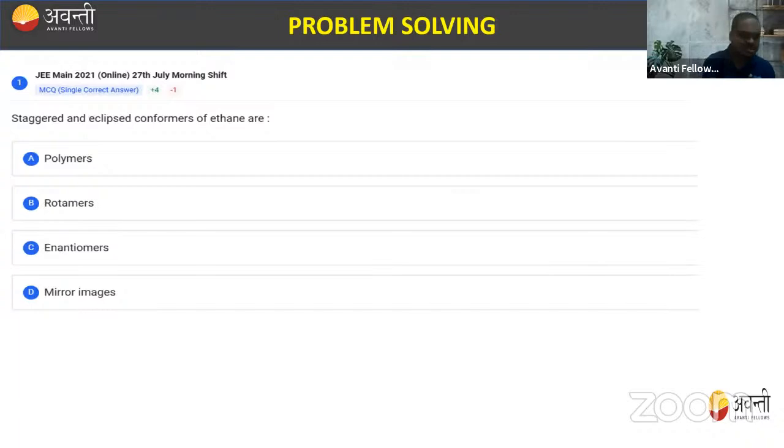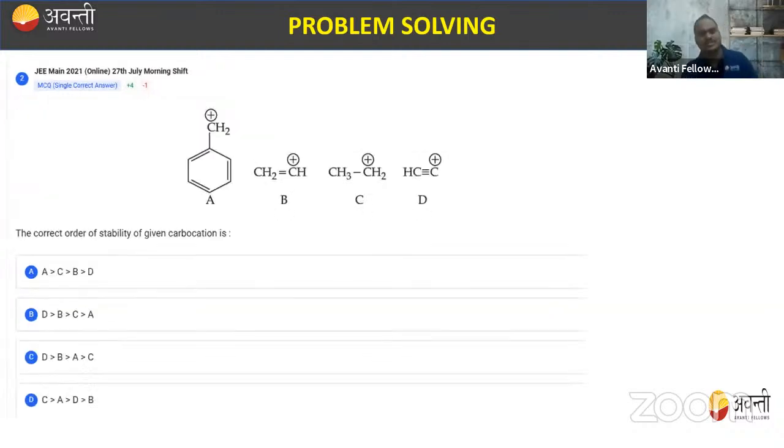Now, the next question is about the staggered and eclipsed conformations of ethane. This type of question comes every year, related to staggered and eclipsed forms, whether they are asking for the stability, potential energy, structure, or dihedral angle. So staggered and eclipsed conformers of ethane are what? Polymers, rotamers, enantiomers. So always remember, beta, staggered and eclipsed conformers of ethane are also known as rotamers. इसको किस नाम से जानते हैं? Rotamers.